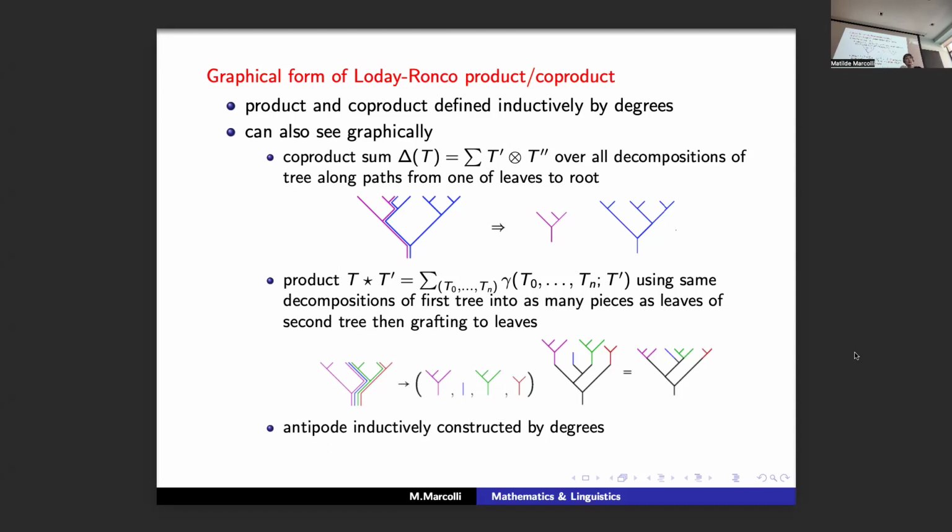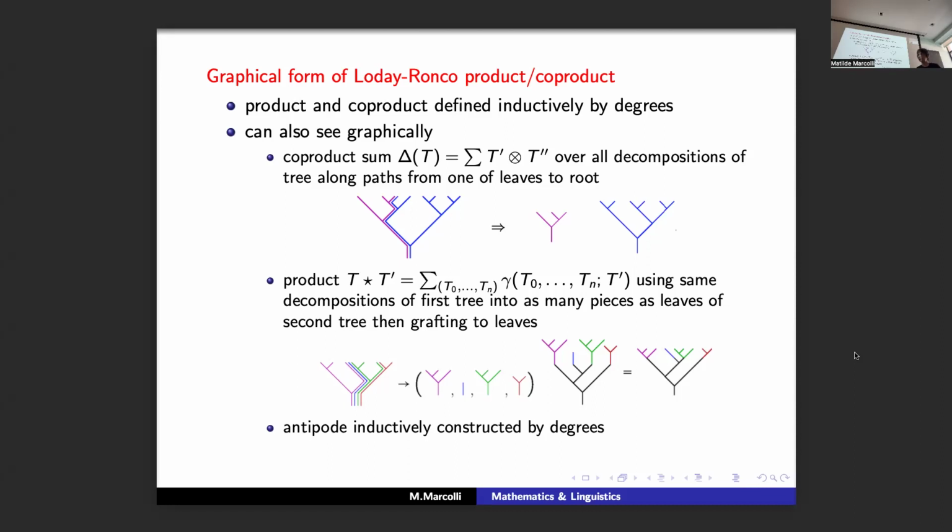So the co-product is taking the sum over all the possible ways in which I split, so I will have one term for each leaf. And each of these terms is added to the part where I just have the tree itself without any modification on one side or the other. Okay, and what about the product?